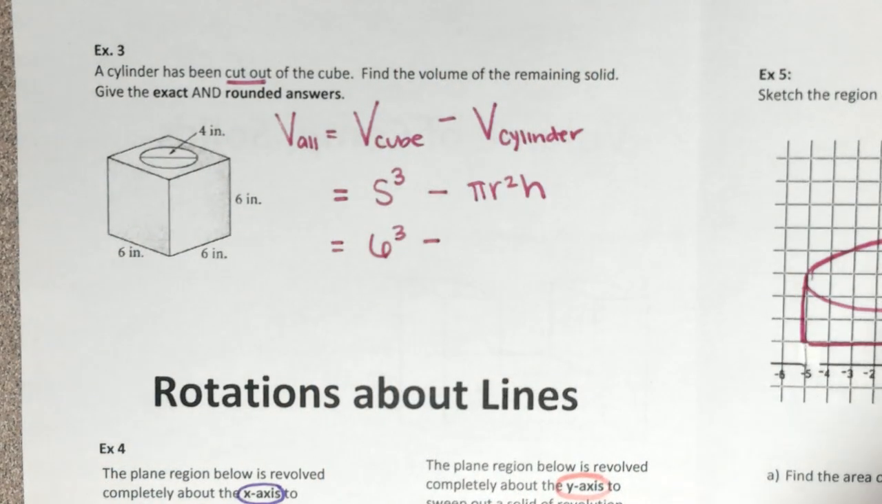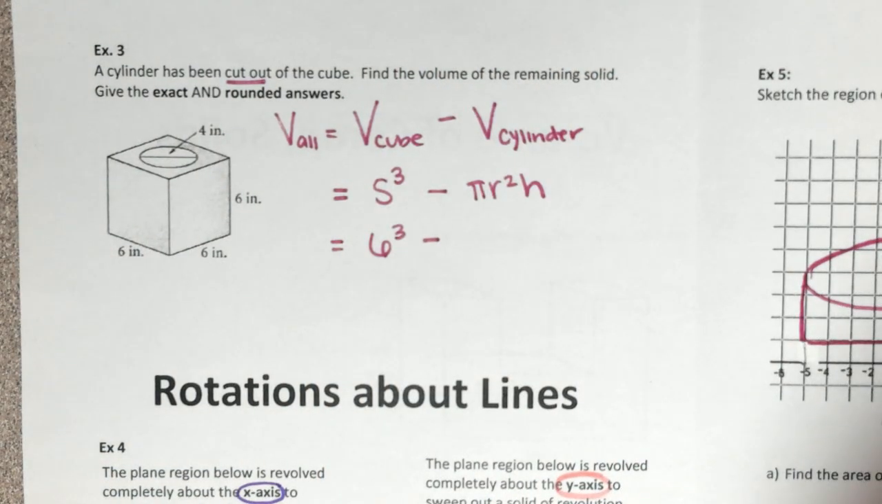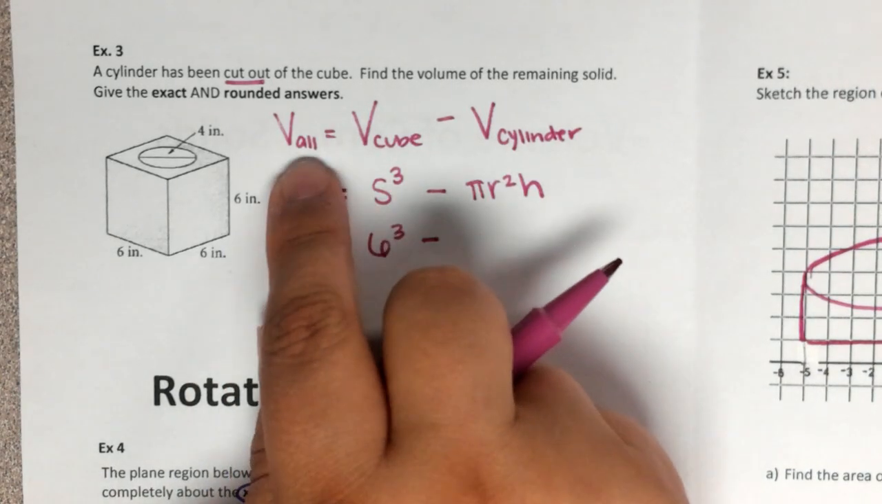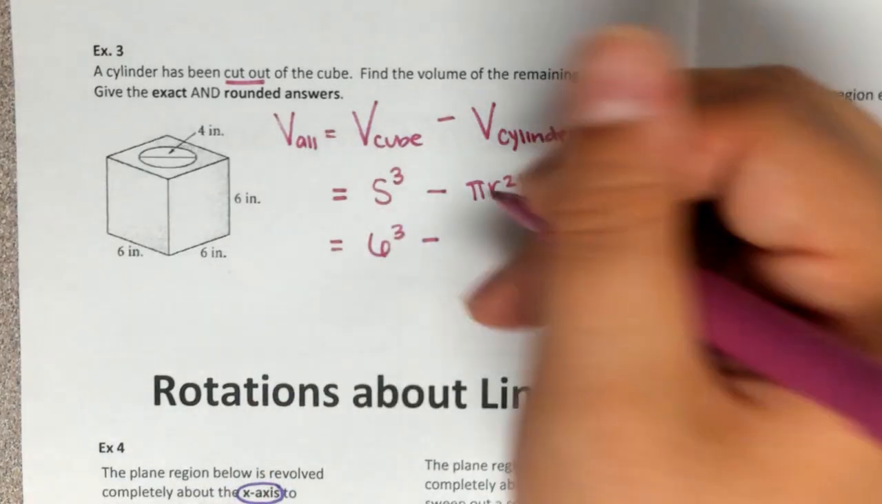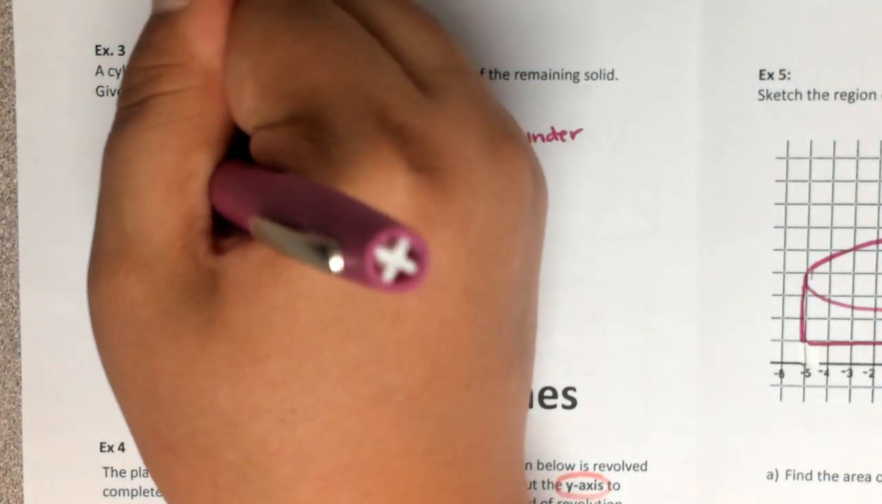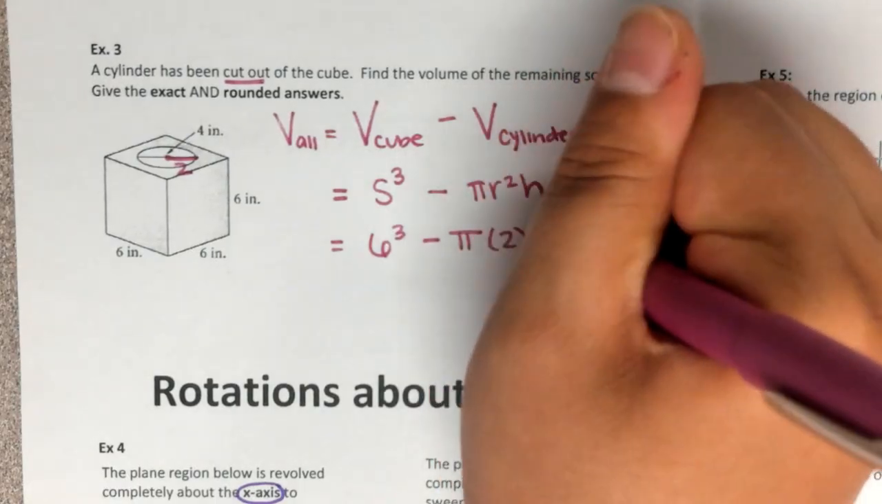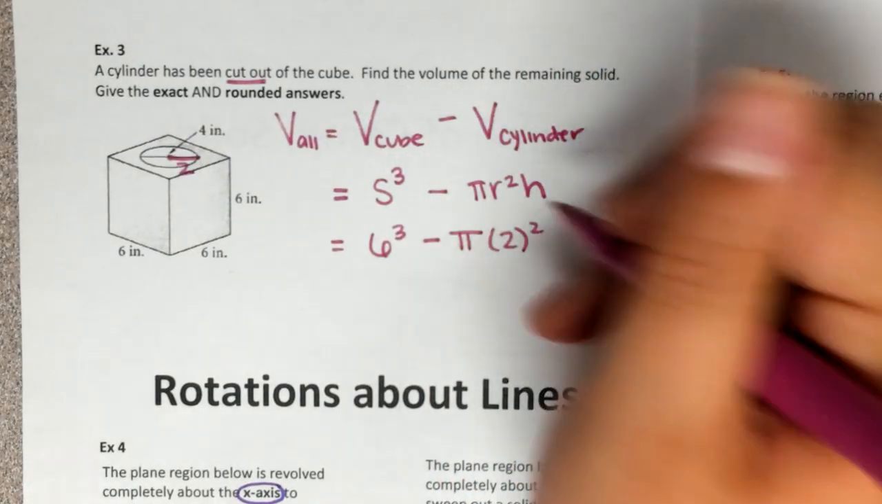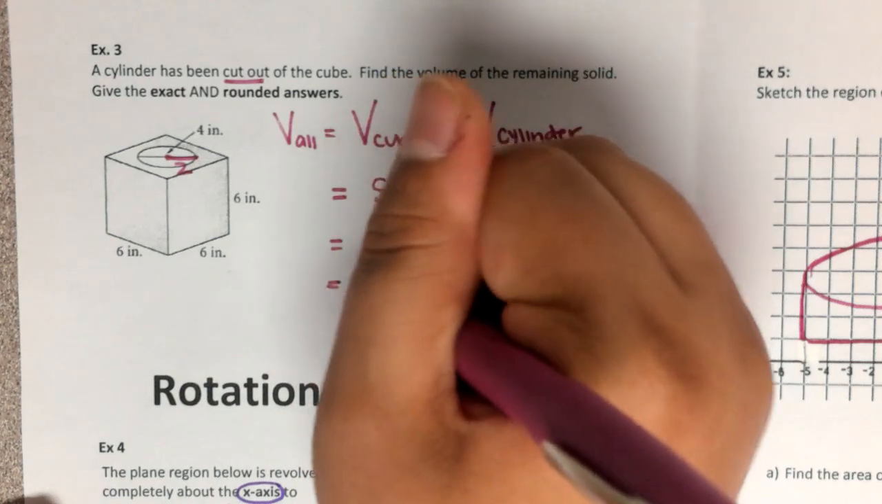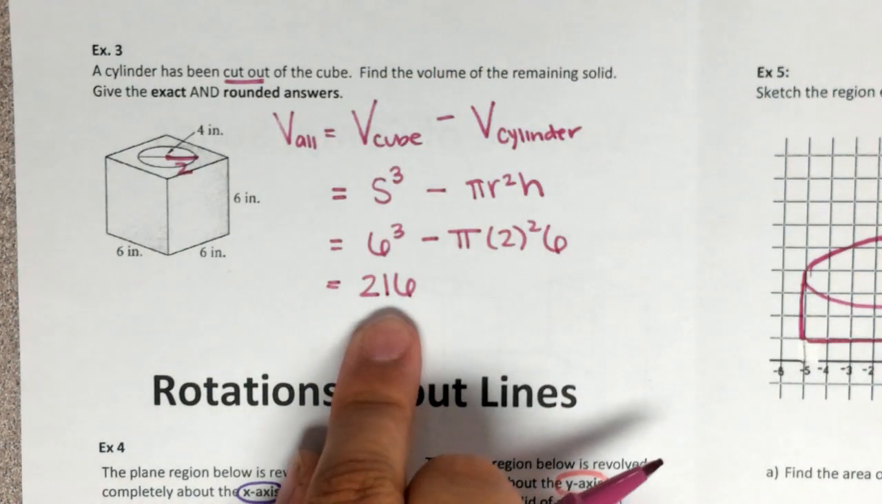Which part? Louder? Does that make sense? Okay. What'd y'all get for the R? 2. And the H? Is that 216?